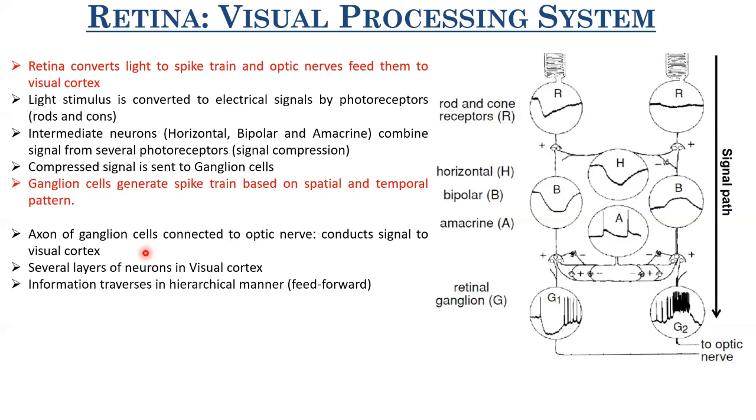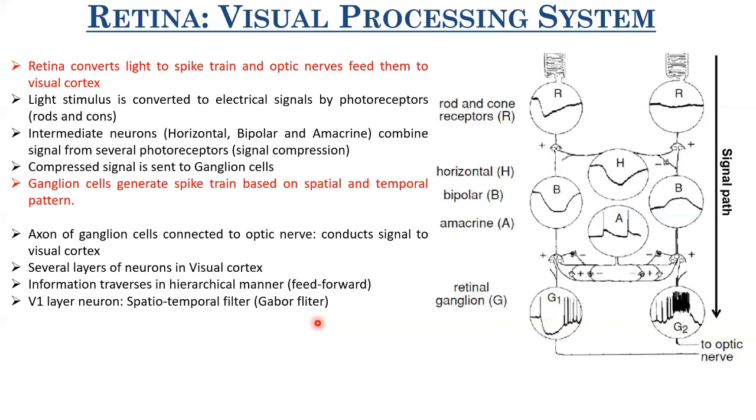Anyways, here the information traverses in a hierarchical manner in a feed-forward way, so that if there are different layers of neurons in the visual cortex, information will flow from one neuron to the next level of neuron, and so on. The first layer of neurons is called the V1 layer. All these neurons act like a spatio-temporal filter or a Gabor filter. They extract patterns depending upon the location, which is the spatial information of the light, and temporal, that is how the light intensity changes with time.